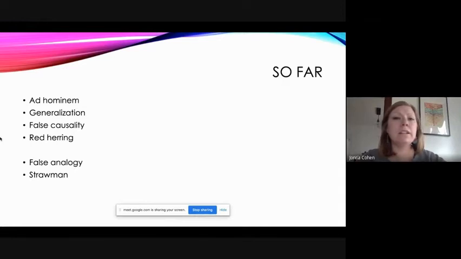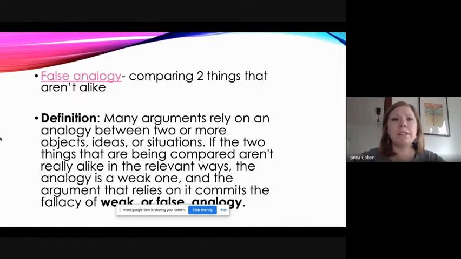Today we're going to learn about a couple that are kind of similar, so it starts to get a little trickier as we go on. We're going to learn about false analogy and straw man fallacies of logic. So please make sure you're taking notes as we go along. Let's start with our 5th fallacy of logic. It's false analogy. As you know, an analogy is something that compares 2 things.